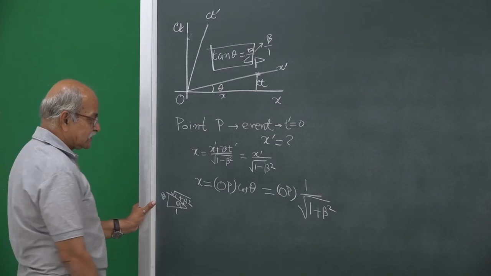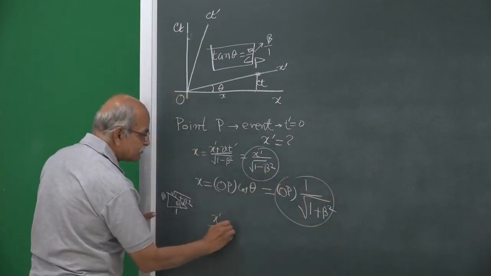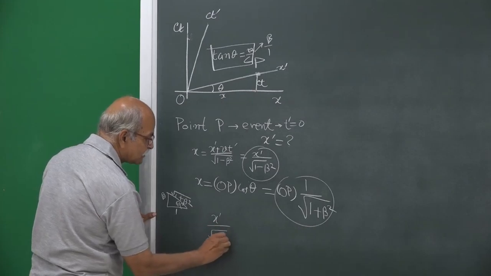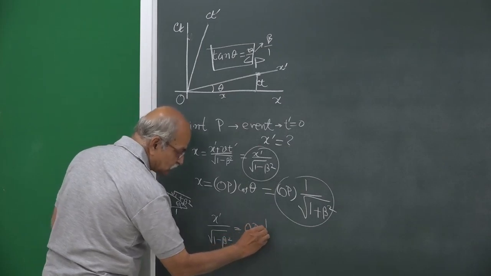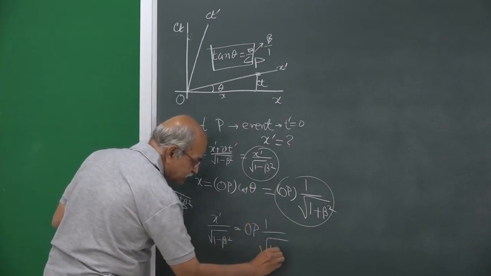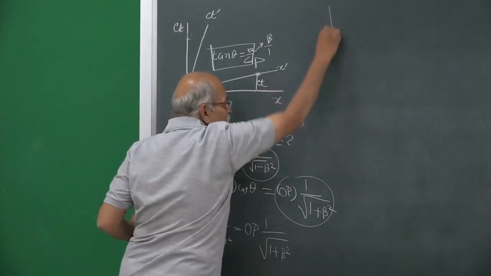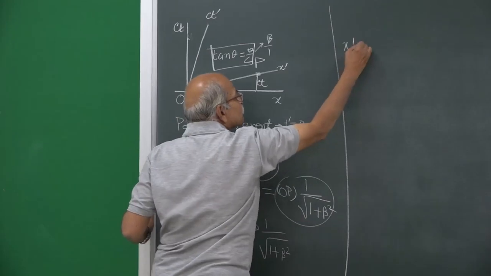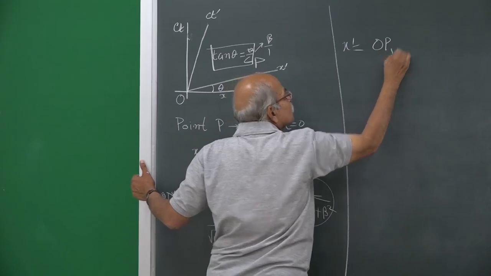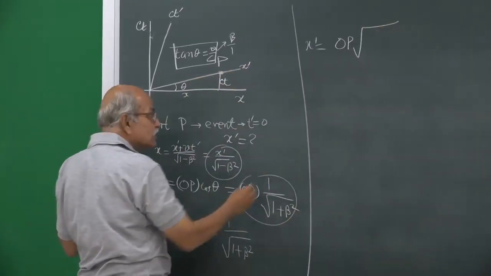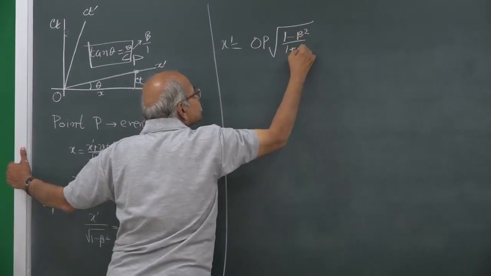So that is x. That means x prime divided by square root of 1 minus beta square is equal to OP into 1 divided by square root of 1 plus beta square, and therefore x prime is equal to OP into square root of 1 minus beta square divided by 1 plus beta square.